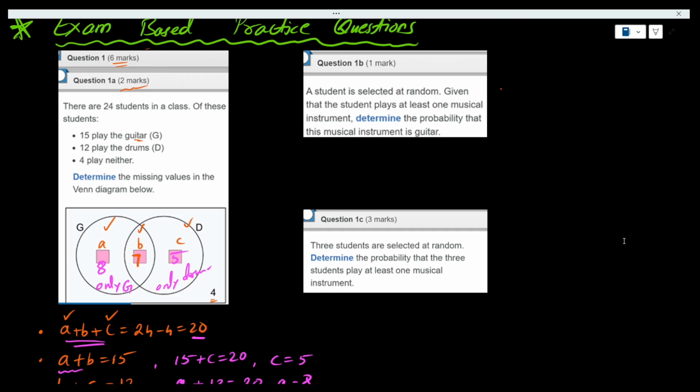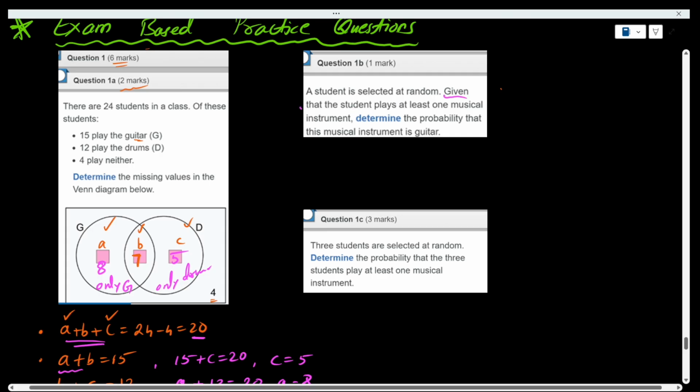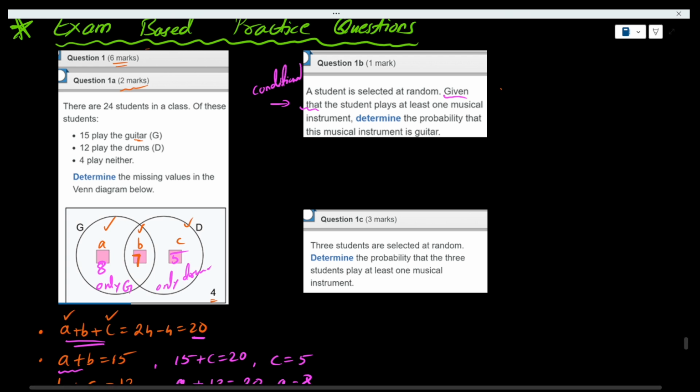Now here, if you look at part 1B, what is given in part 1B, you can see that a student is selected at random, given that the student plays at least one musical instrument. Now when it's written "given that", you know that this is nothing but conditional probability, right? Given that the student plays at least one musical instrument, how many total students are there here?